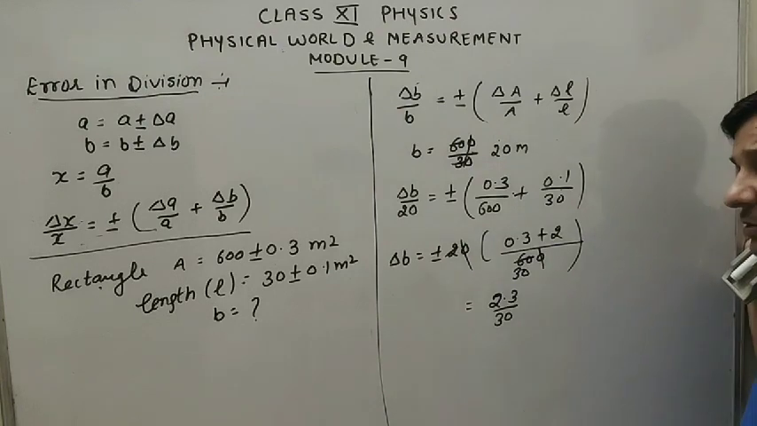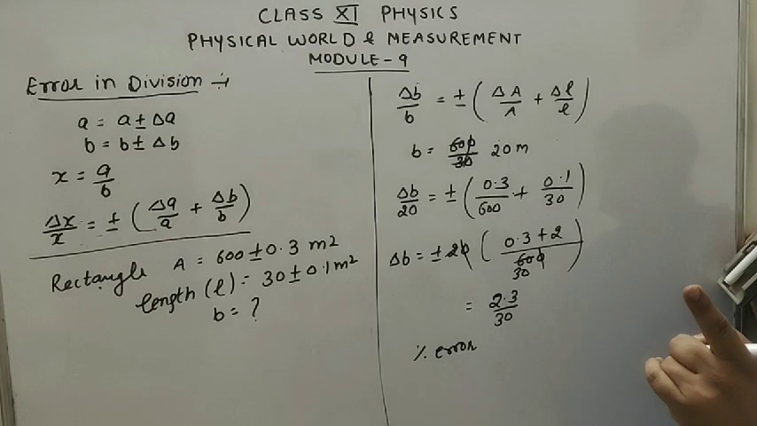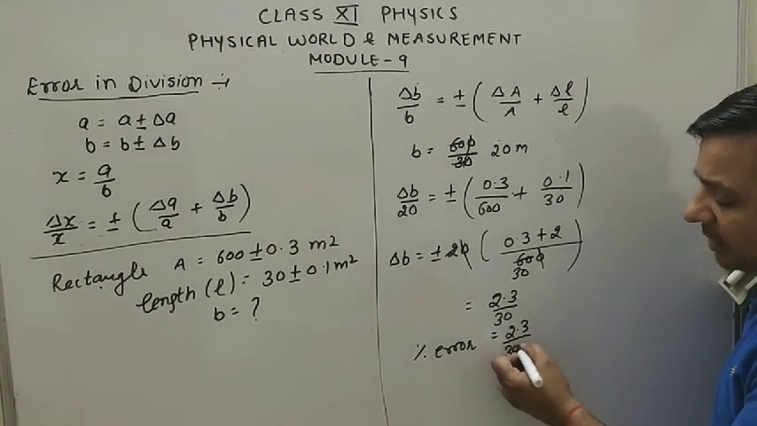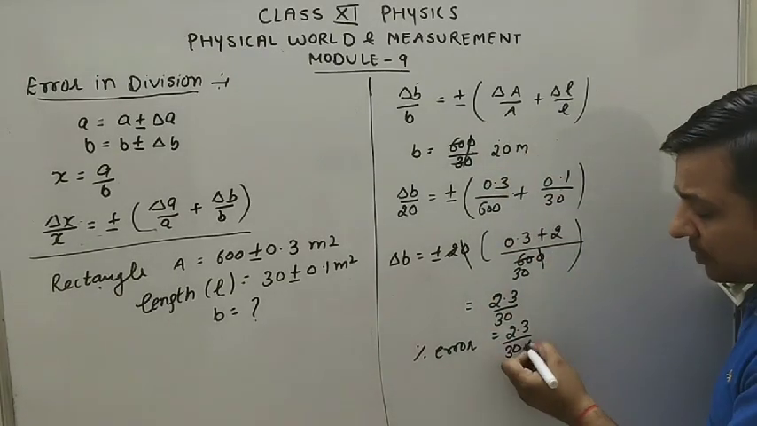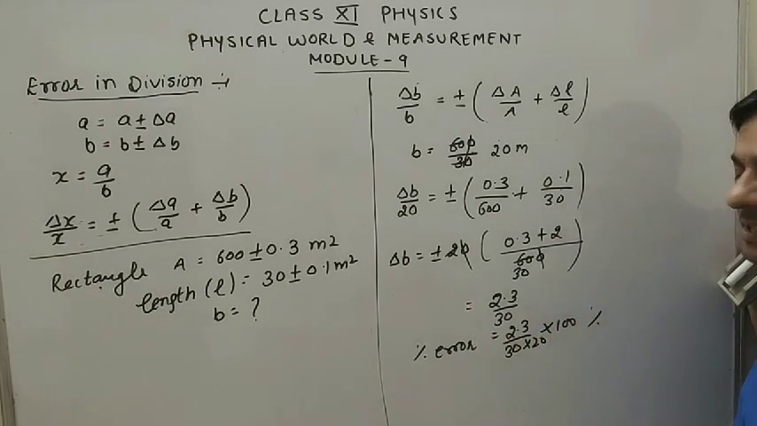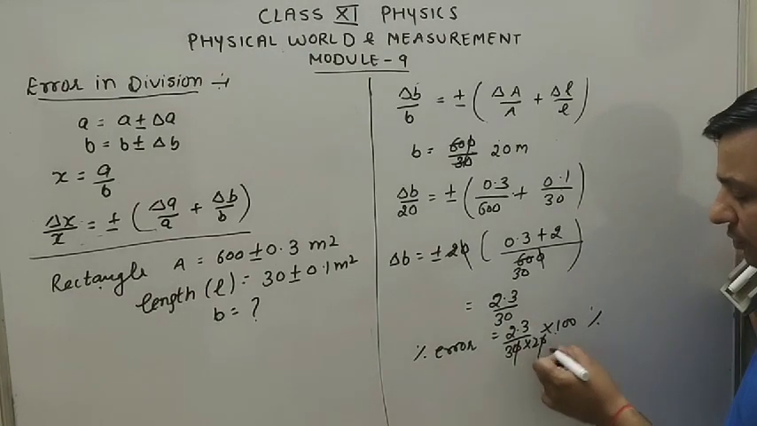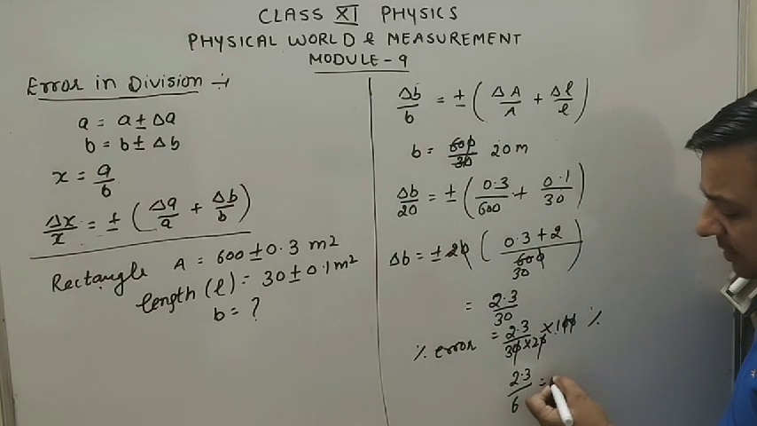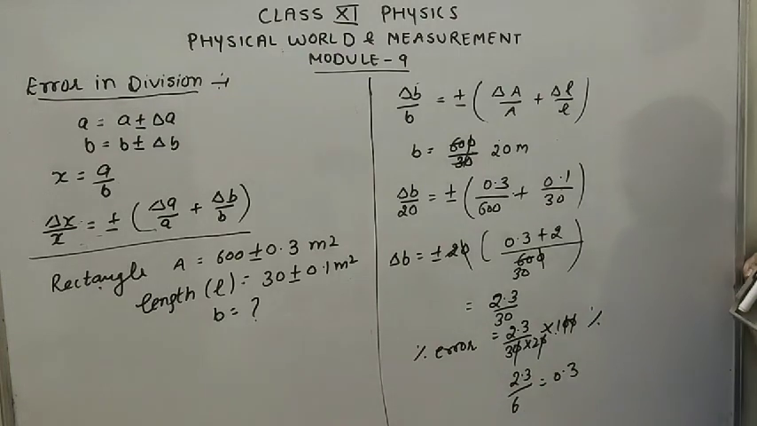And if you find out the percentage error, dear students, you know very well, to find the percentage error, 2.3 upon 30 is the error in how much, from 20, for percentage it is 100, and this is the percentage error. You can calculate this, right? That is 2.3 upon 6, 0.38%.